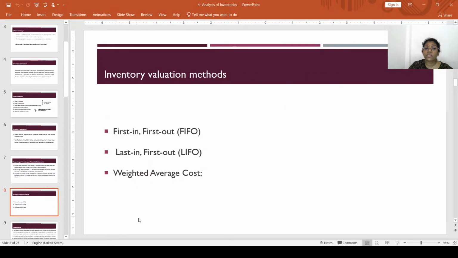So there are three inventory valuation methods we can see. First in, first out, the FIFO method. Last in, first out, the LIFO method. And weighted average cost.